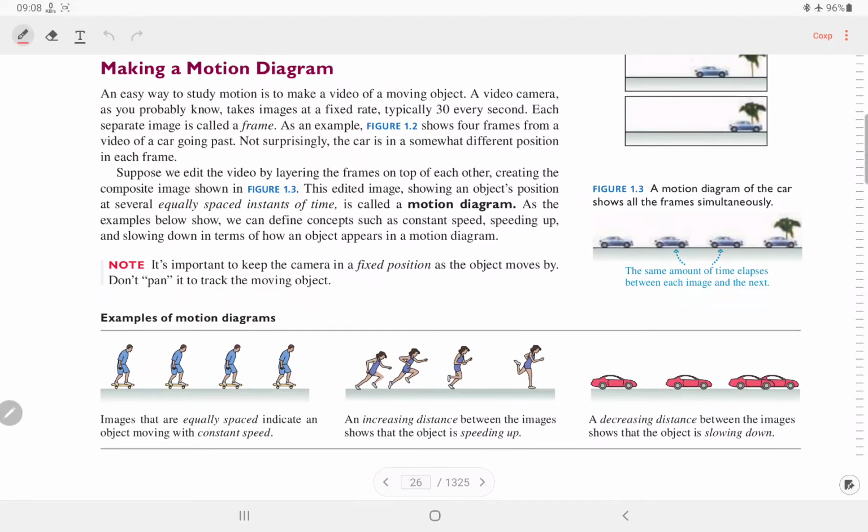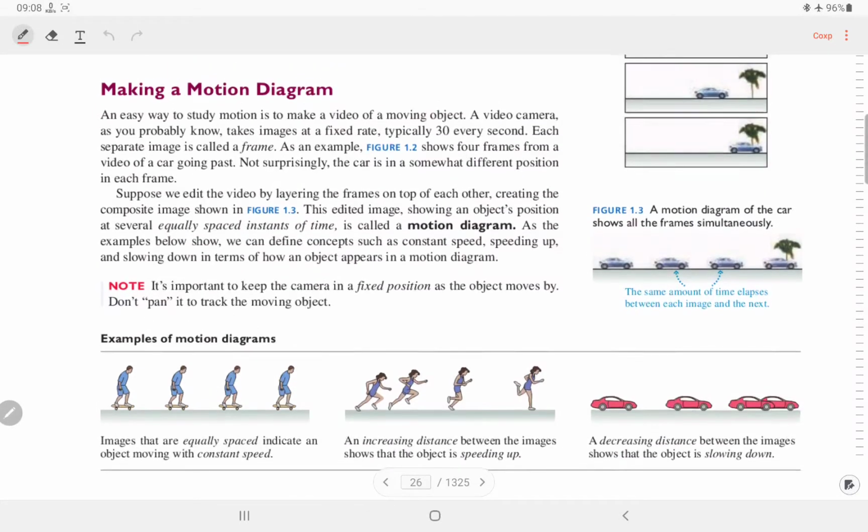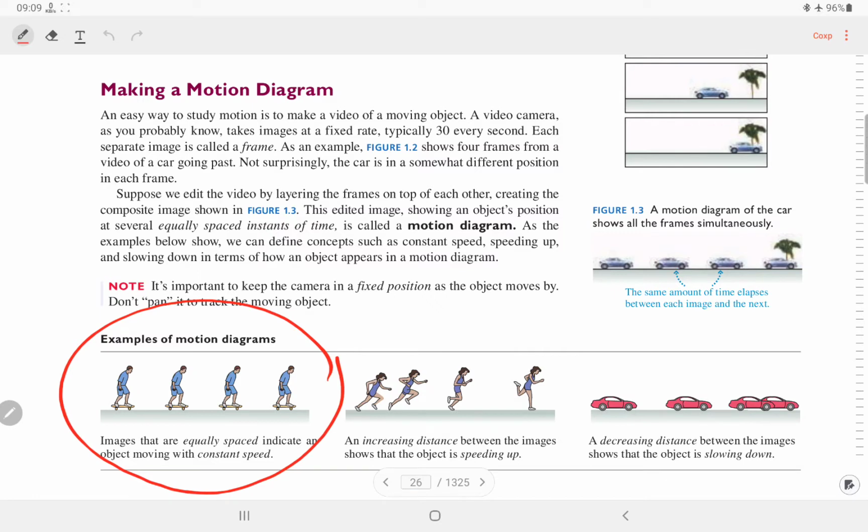In order to understand the motion, one of the ways is to draw a diagram. And you should be able to study the diagrams. Diagram means picture, figure. So for example, let's study this diagram. What we can see, there is a boy and he is moving with the help of a skateboard.